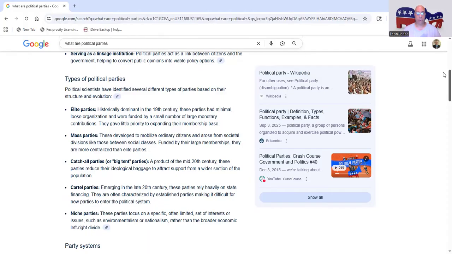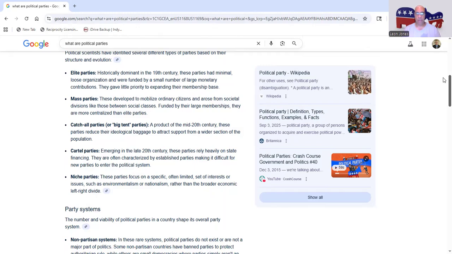Then you have your big tent or catch-all parties. It's a product of the mid-20th century. These parties reduced their ideological baggage to attract support from a wider section of the population. Then you have the cartel parties. Emerging in the late 20th century, these parties rely heavily on state financing. They are often criticized by established parties, making it difficult for new parties to enter the political system. And again, you're talking about the Socialist Party, the Communist Party, the Constitutional Party, and the Libertarian Party. And then you have the niche parties. These parties focus on a specific but often limited set of interests or issues, such as environmentalism or nationalism, rather than the broader economic left-right divide.